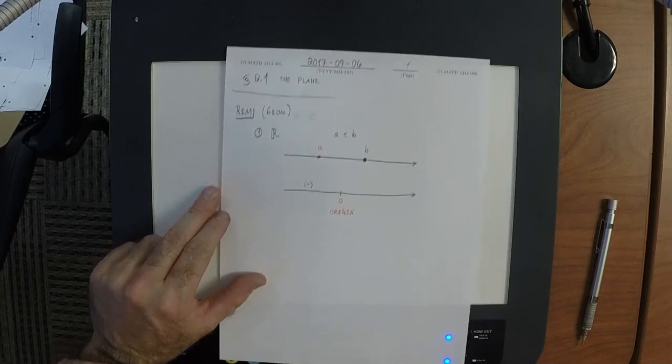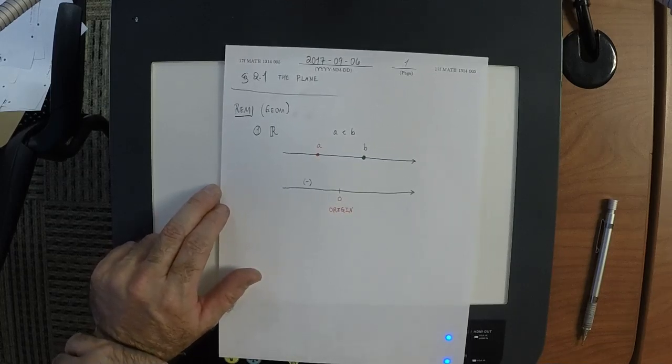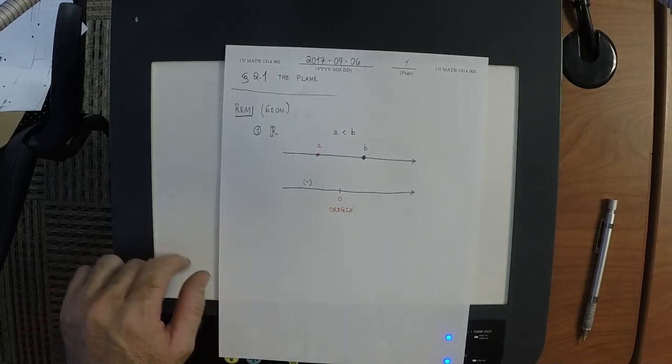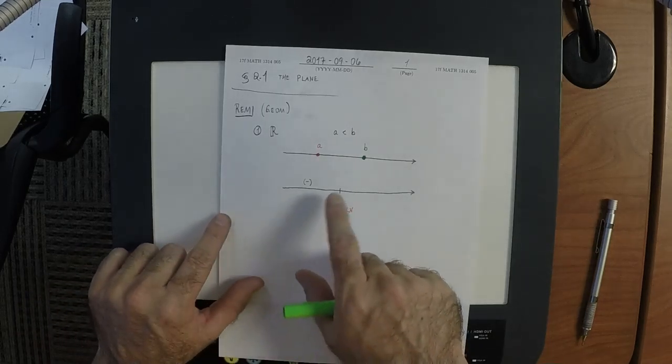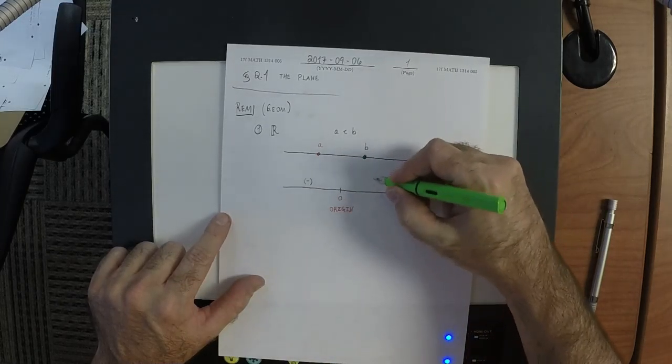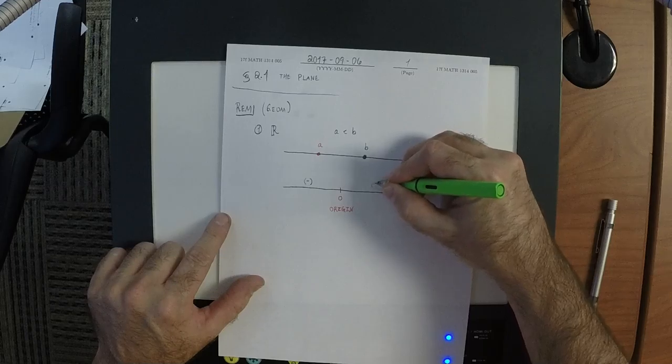So, algebraically, to be negative means to be less than zero. Geometrically, that means to be on the left side of zero. It means to be over there. So then what's the name for all of these? Positive. Very good.